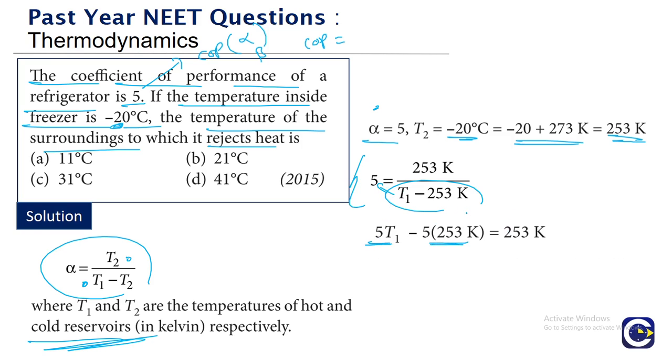253. Okay, so now we can rearrange again. We'll take it to the right side. It will become what? Plus. So left hand side we'll have 5T1. 5T1 is equal to what? 253 plus 5 into 253, which is 6 into 253.